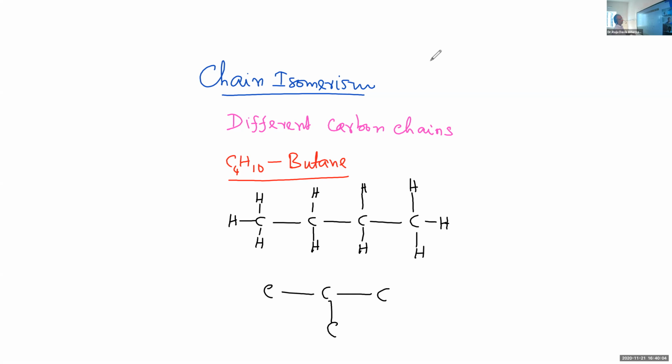Now take the number of hydrogen atoms. Does it tally with the given formula? Check whether it is matching with the given formula. What is the total number of hydrogen atoms in the structure drawn? 10. Is it not? 10. Yes, it matches the given formula.